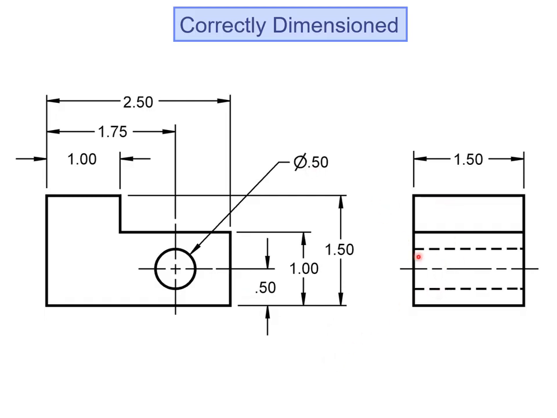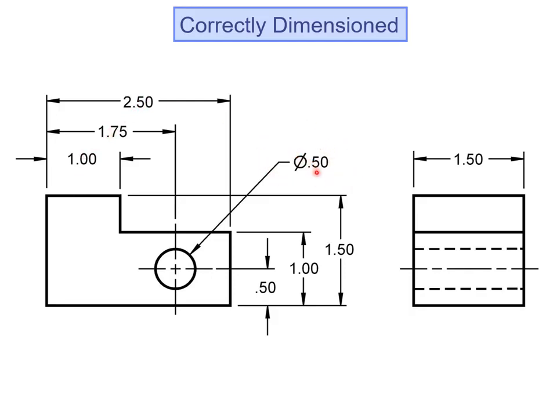Okay, and also we don't dimension a hidden feature. So here's the .50. Instead of placing it in the side view, we place it here in the front, and we go from small to large. So .50, 1, 1.50. Same thing with these dimensions. We start with the smaller dimension and work our way to the larger dimensions.